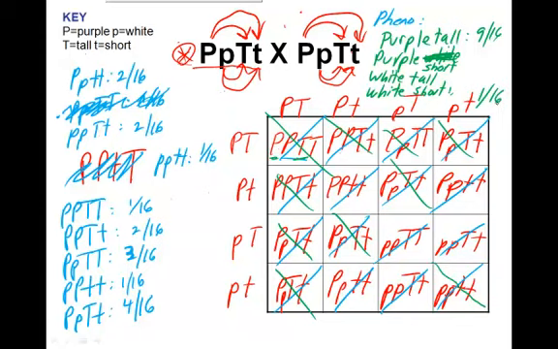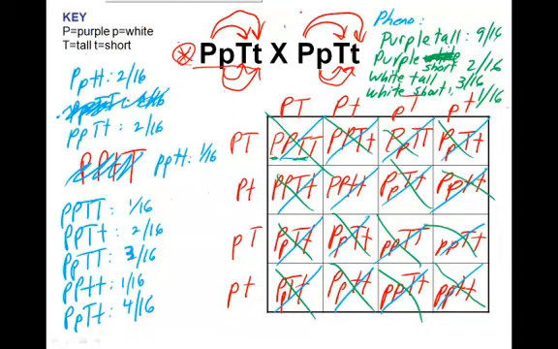Then we want to look at purple short, which would be capital P and 2 lower t's. So we got 1, 2, 2/16. And then the last one, white tall, we're looking for little p, and at least 1 capital T. 1, 2, 3, 3/16. Double check your math. 9 and 1, 10 plus 5 is 15 out of 16.